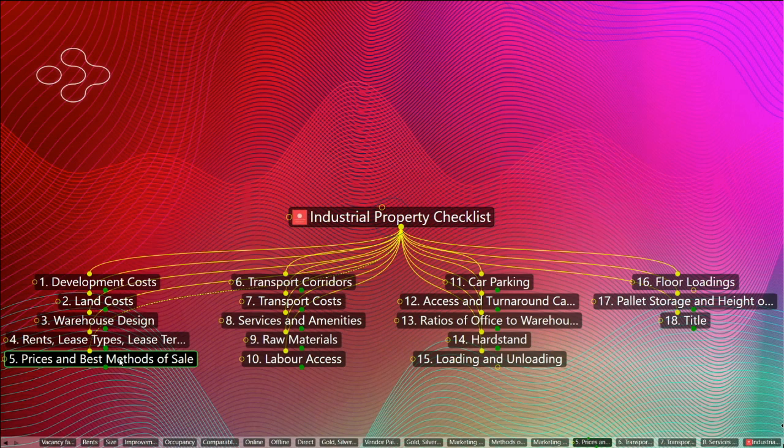Of course, you can, from this video, make a checklist for yourself which covers all of these topics, and you can add to your list the special allowances that occur in your town or city. There are many different things to think about, so let's move on, and this is point number 6, which is the transport corridors as they relate to industrial property.